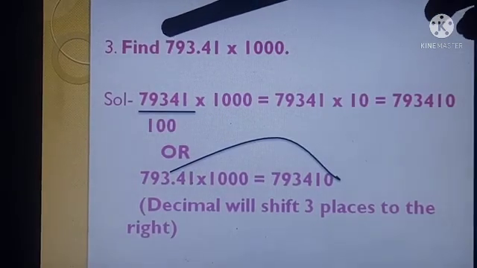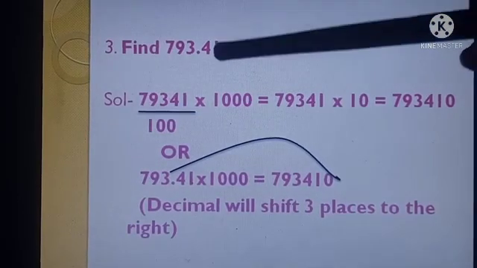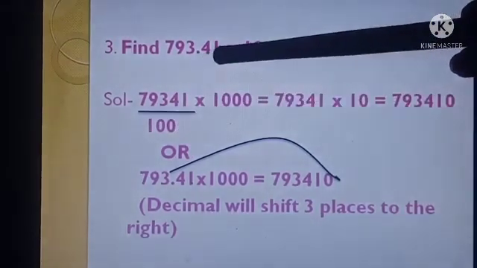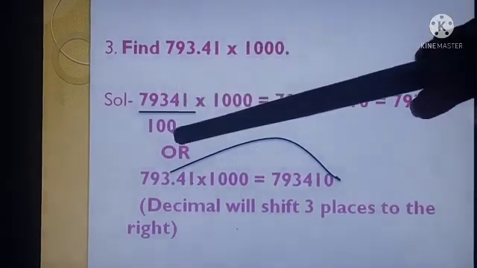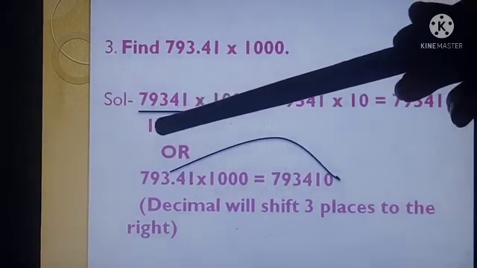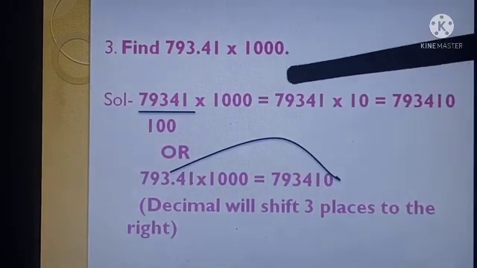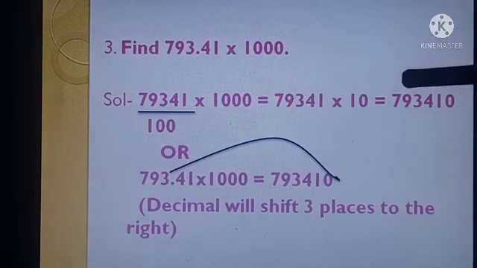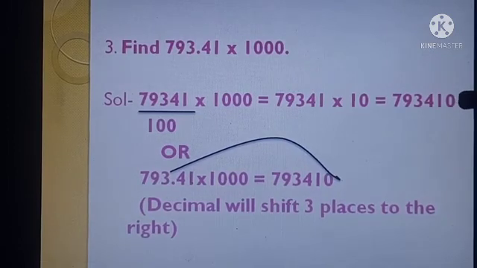Now here, 793.41 multiply by 1000. When we remove the decimal, the denominator contains 100 because after the decimal there are two places. So it will become 79341 upon 100 multiply by 1000. Now 3 zeros are here, 2 zeros are here. If we cancel, 100 ones are 100, 100 tens are 1000. So 10 will remain here. So 79341 multiply by 10. In the product, we will write the same number 79341 and a 0 will be written on the right side.